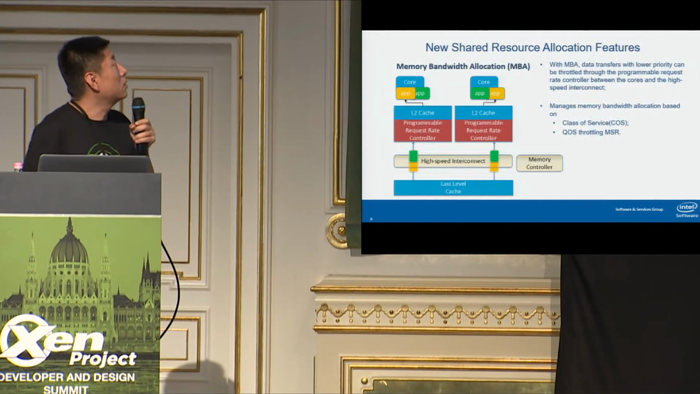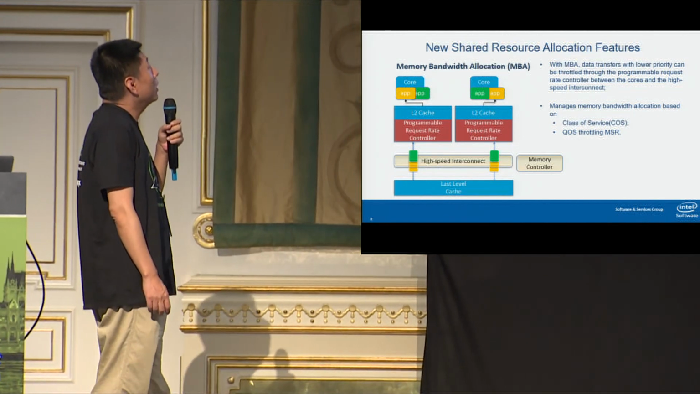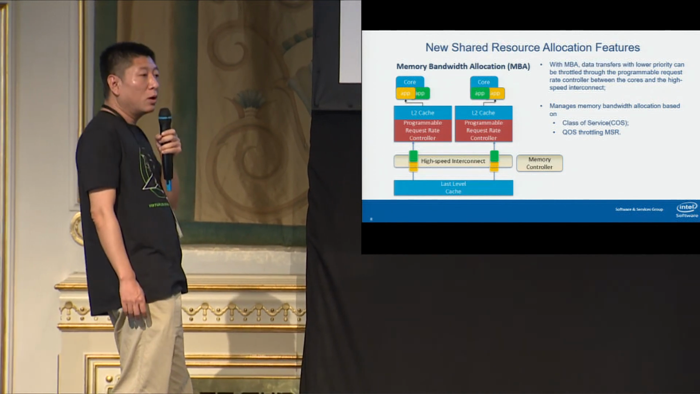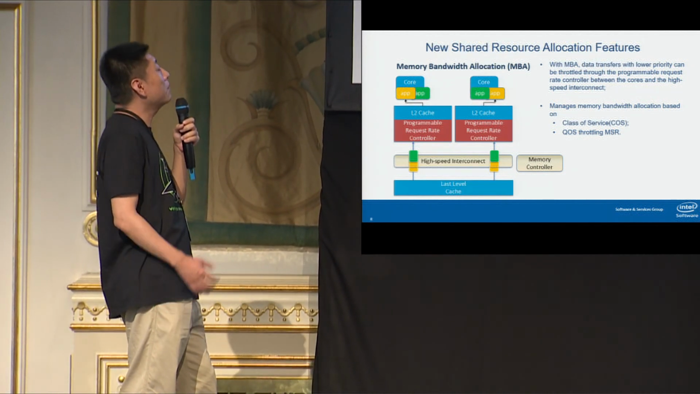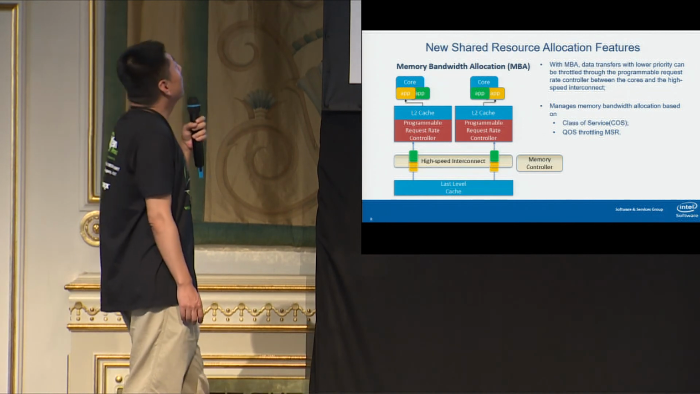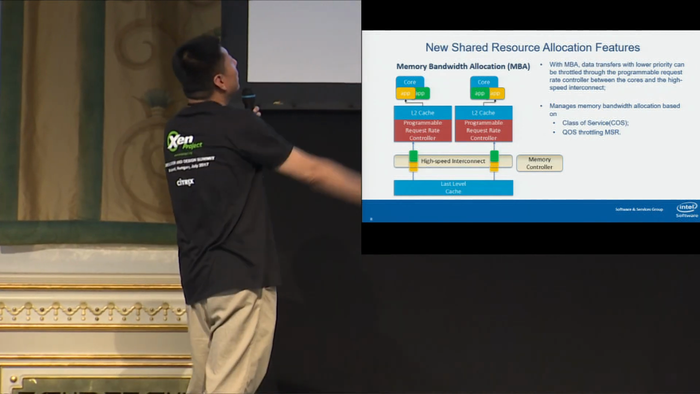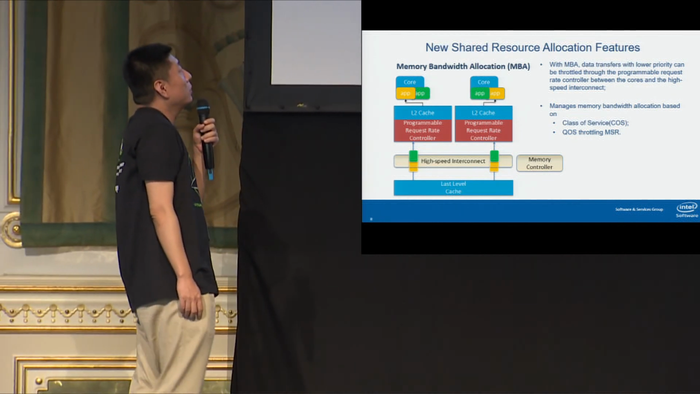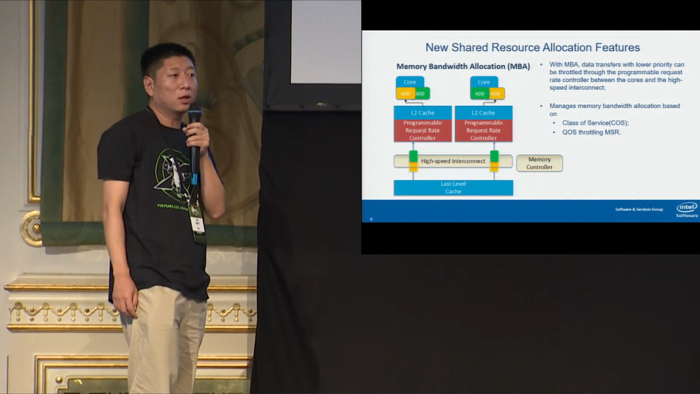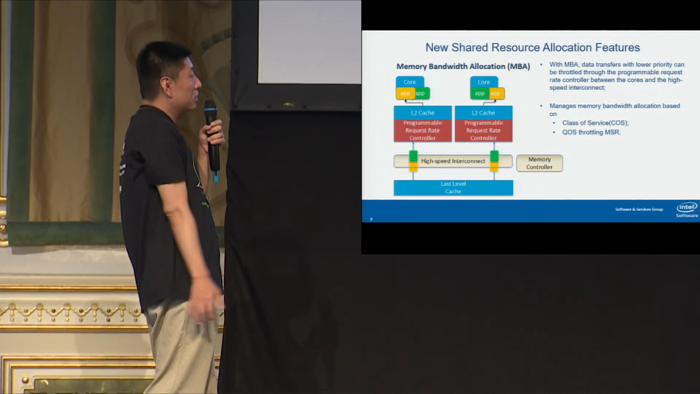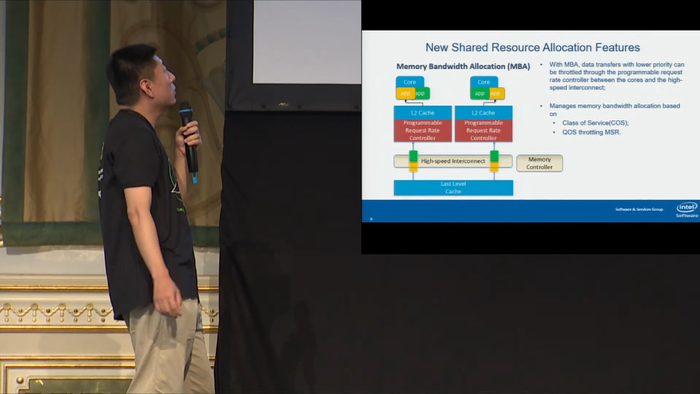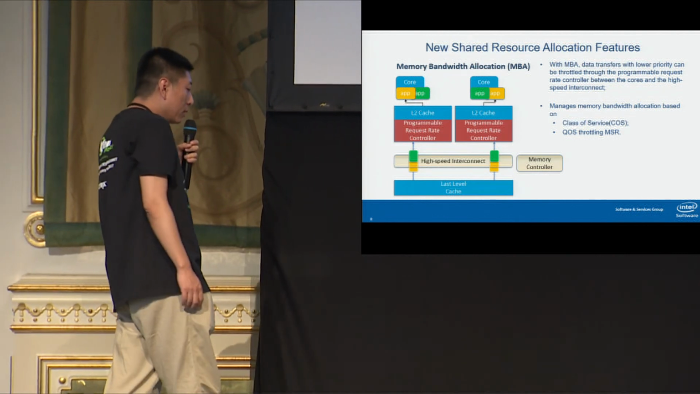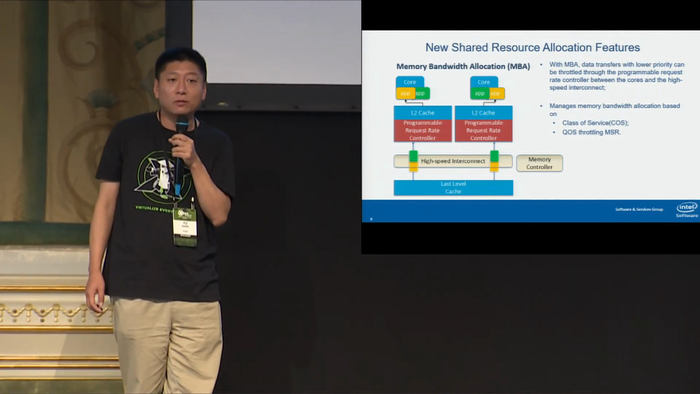Okay, next page. Here is memory bandwidth allocation, the MBA. With MBA, data transfers with lower prioritized applications can be throttled through the request rate controller. You can see the MBA also manages the memory bandwidth allocation based on the class ID. Different class IDs signify different QoS throttling values. About the throttling value, you can consider it as a percentage of delay.